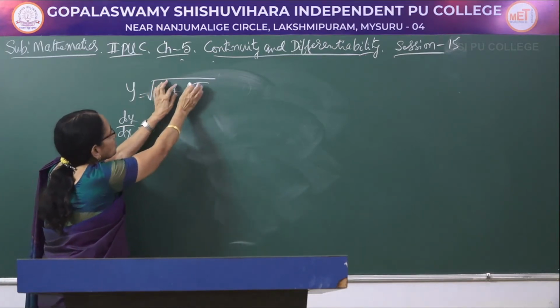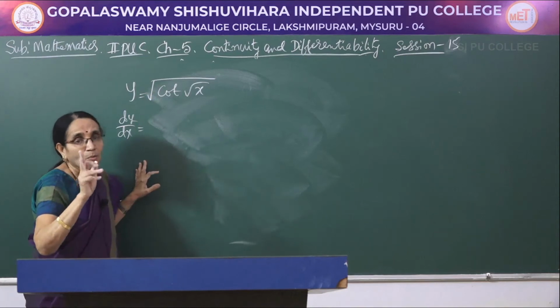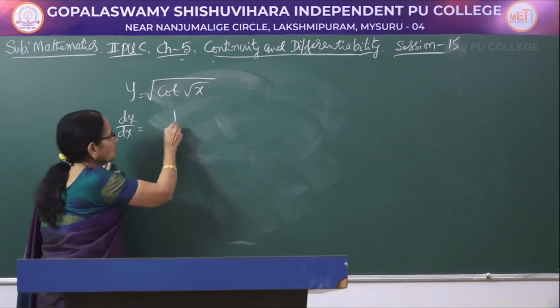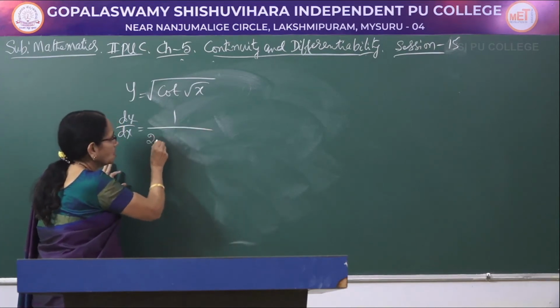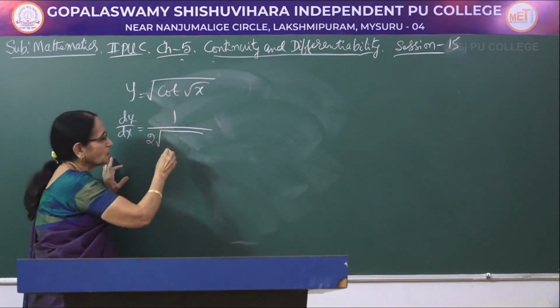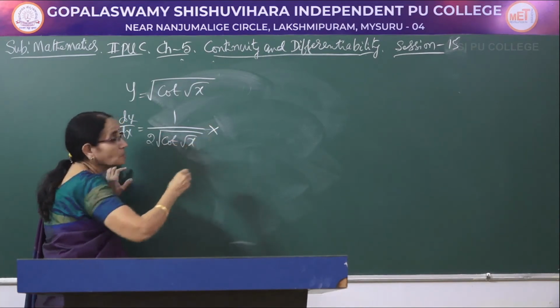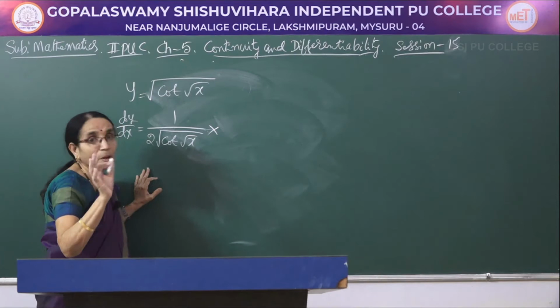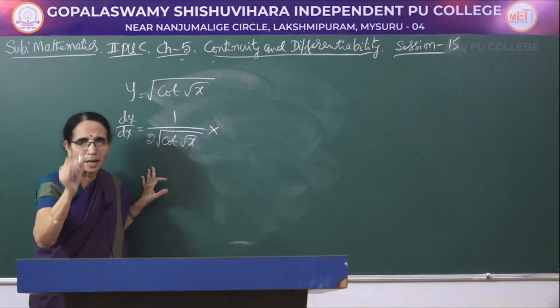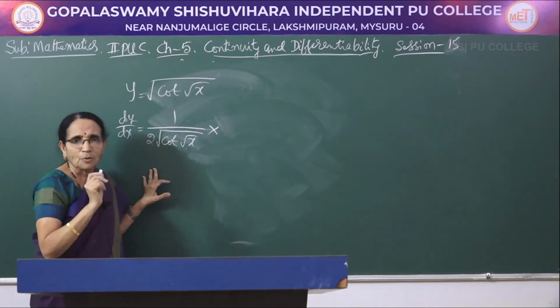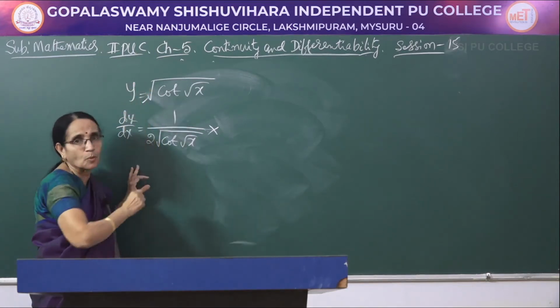First forget about this one, consider that as a single function. So root of some function, what is the derivative? 1 divided by 2 into root of the same function. That is the basic function. That is why I am repeatedly telling about the basic function. Square root of anything is 1 by 2 into square root of the same thing. First thing. So this root is over.